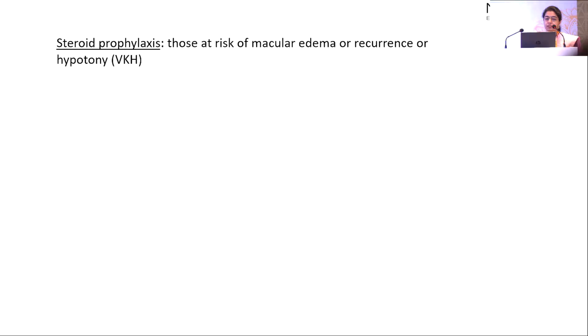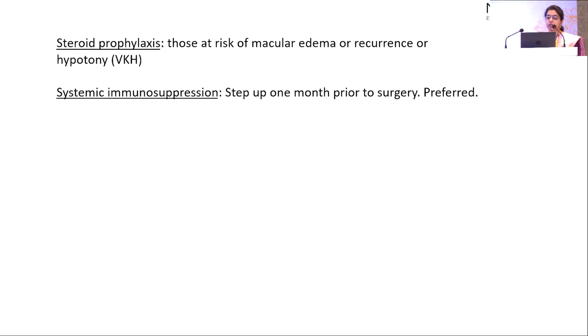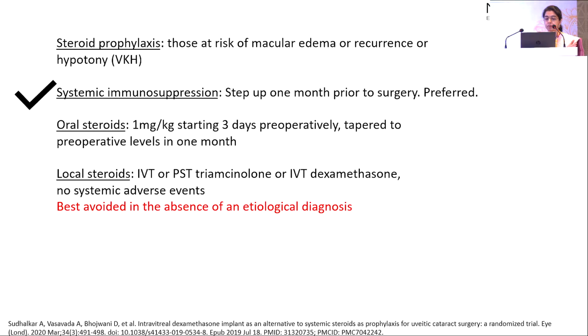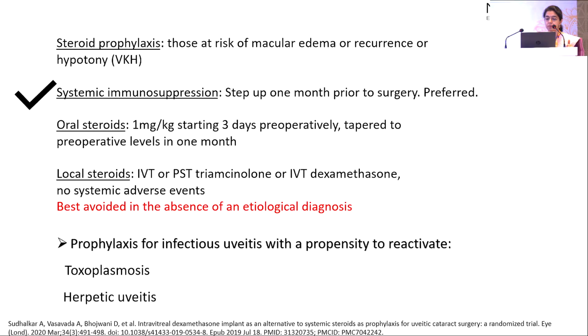Coming to prophylaxis, steroid prophylaxis is recommended in those who are at risk of macular edema or recurrences or hypotony, like in cases of VKH. Systemic immunosuppression should be stepped up 1 month prior to surgery, and this is the preferred approach. Oral steroids, if you are starting, please start at 1 milligram per kg, starting 3 days preoperatively, and taper to preoperative levels at 1 month. Local steroids should be best avoided in the absence of an etiological diagnosis, in case you have to proceed with the cataract surgery.